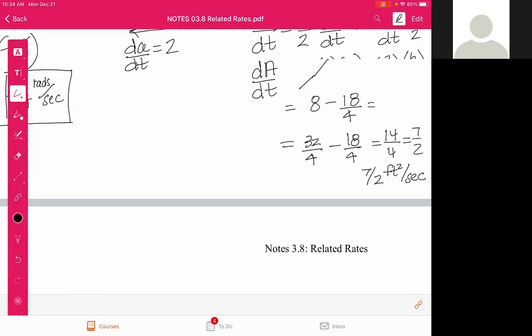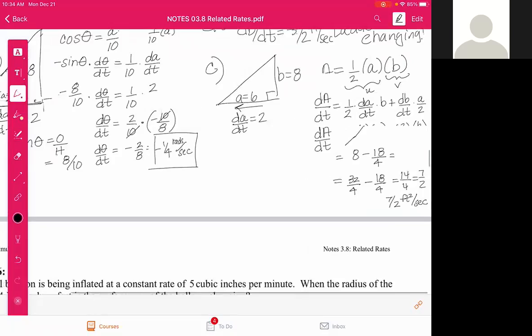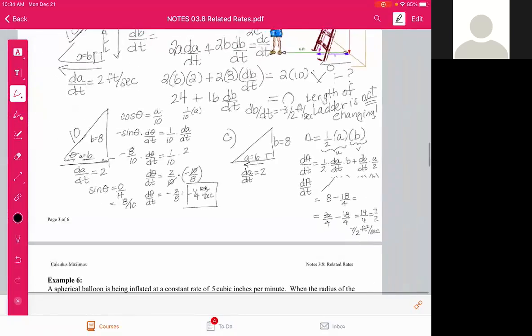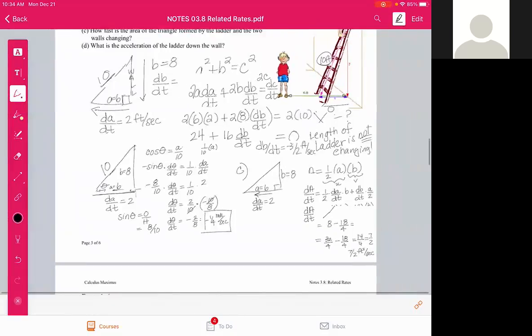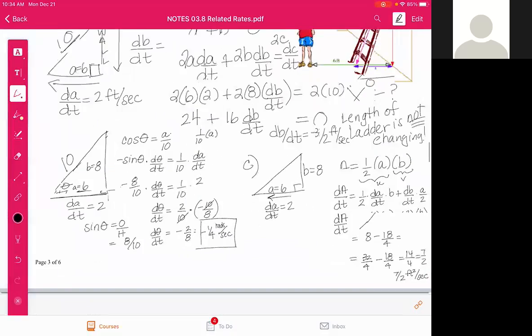All right. So that's a positive answer. So it must be our area is getting larger at that moment in time. All right. Questions on any of that so far? That was a lot of stuff to talk about. We still have part D.